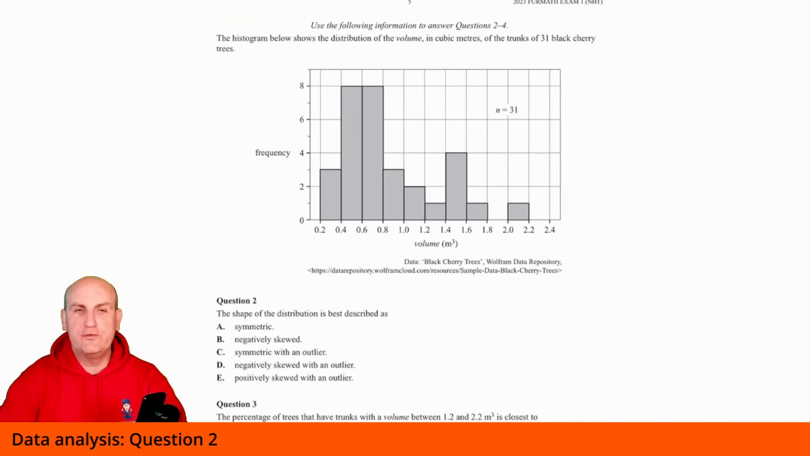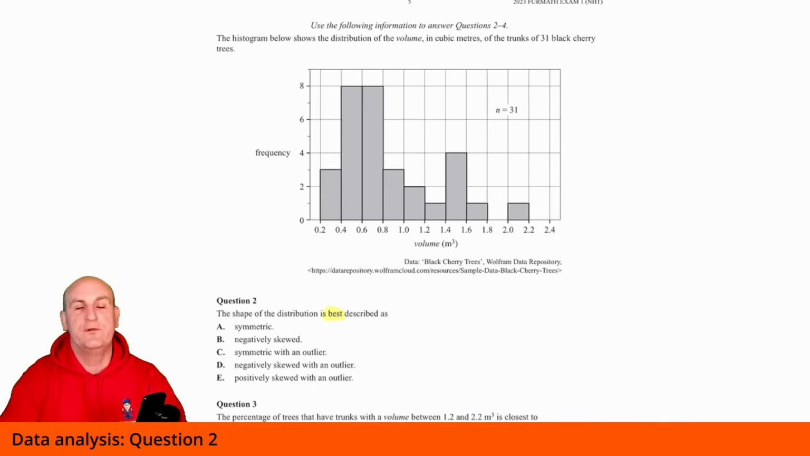Now moving on to question two. The histogram below shows the distribution of the volume in cubic meters of the trunks of 31 black cherry trees. The shape of the distribution is best described as, and we want the word best described, symmetric? No, I don't think that's symmetric. Negatively skewed, nope, that doesn't appear to be negatively skewed.